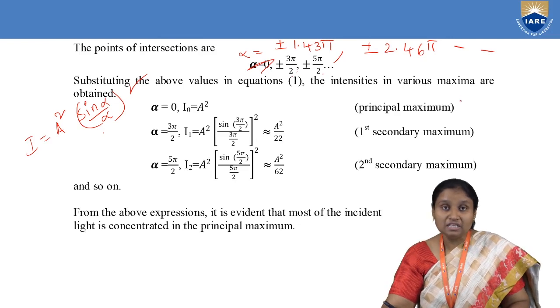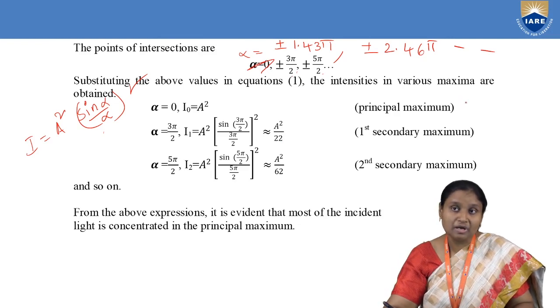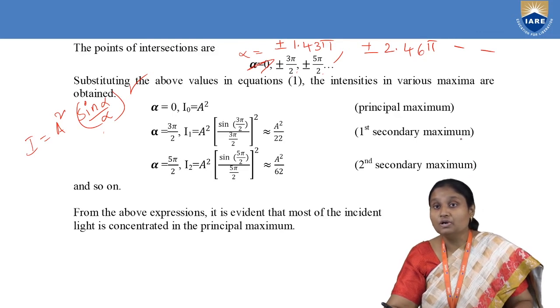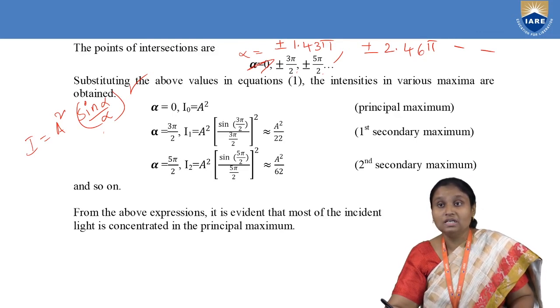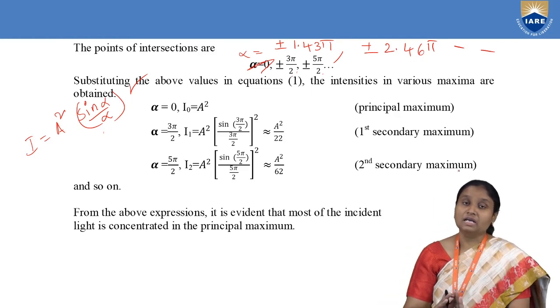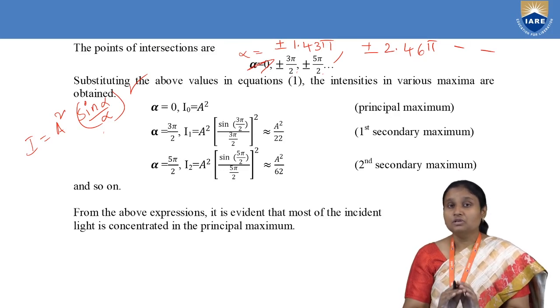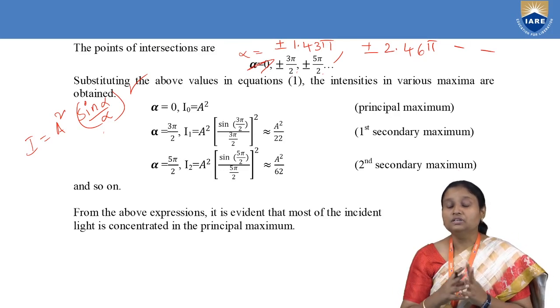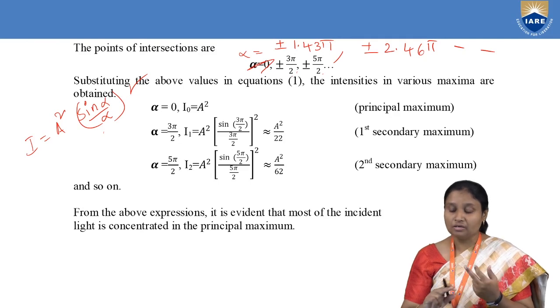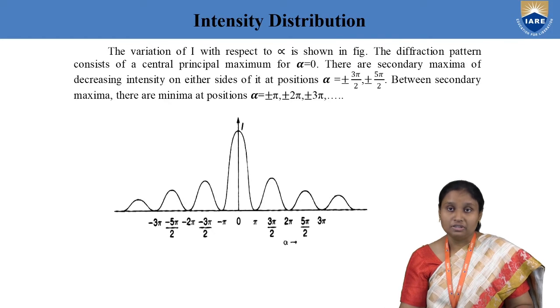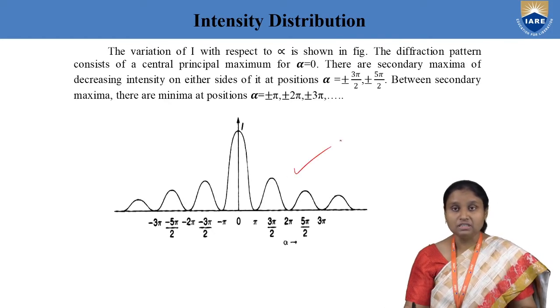So maximum intensity is at the center, which is the principal maxima. And coming to secondary maxima, as alpha value increases, their intensity keeps on decreasing. And they are present on either side of the principal maxima, in between the minima. So putting all those points together for principal maximum, minima and secondary maxima, what type of pattern will be recorded on the screen? So this is our pattern on the screen.